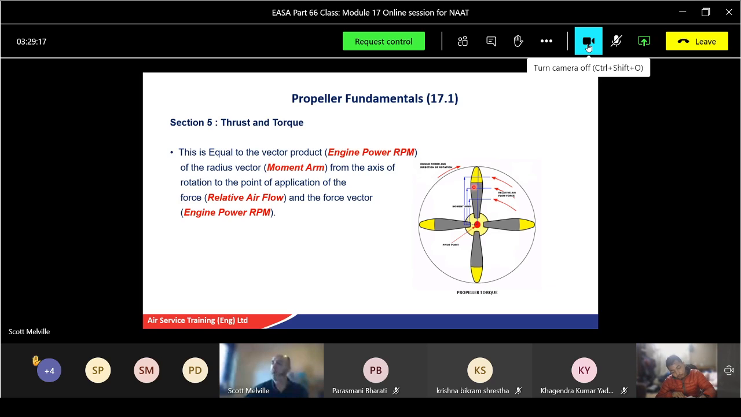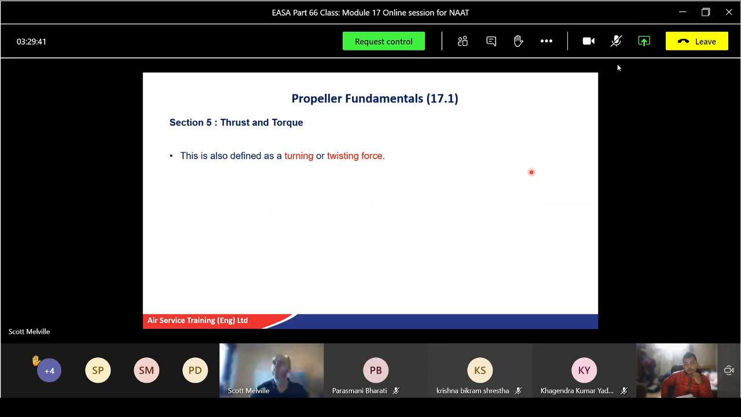So what does it mean? Well, there's the diagram here: engine power and direction of rotation going that way. You've got the relative airflow going that way, so you're getting torsion, the twisting moment. Then you've also got the moment arms and your pivot point, which will be your fulcrum there. So you've got forces going that way and forces going that way, which will give you the torque, and then the thrust going forward. It's also defined as a turning or twisting force.